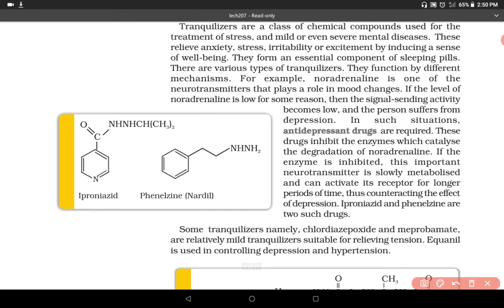Antidepressant drugs are required. These drugs inhibit the enzyme which catalyzes the degradation of noradrenaline. If the enzyme is inhibited, this important neurotransmitter is slowly metabolized and can activate its receptor for a longer period of time, thus counteracting the effect of depression. Iproniazid and phenelzine are two such drugs.